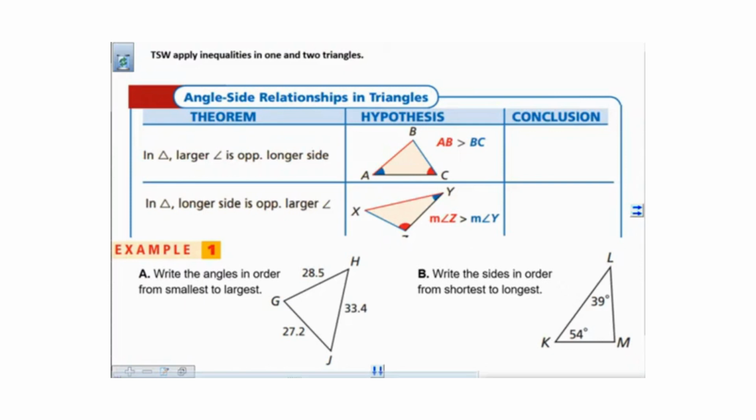We are looking at inequalities in triangles. So first off, we're going to compare angles and sides of triangles.